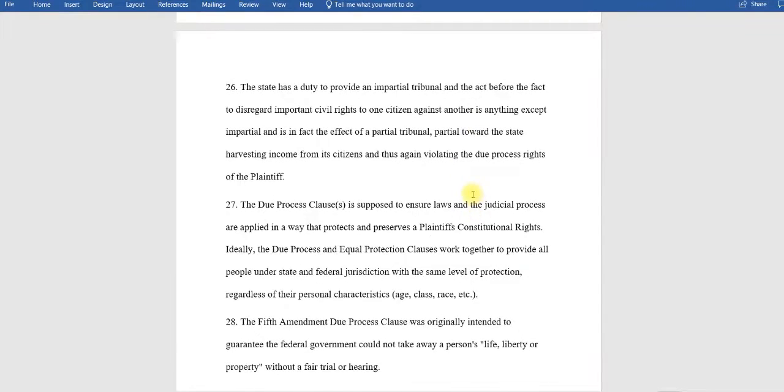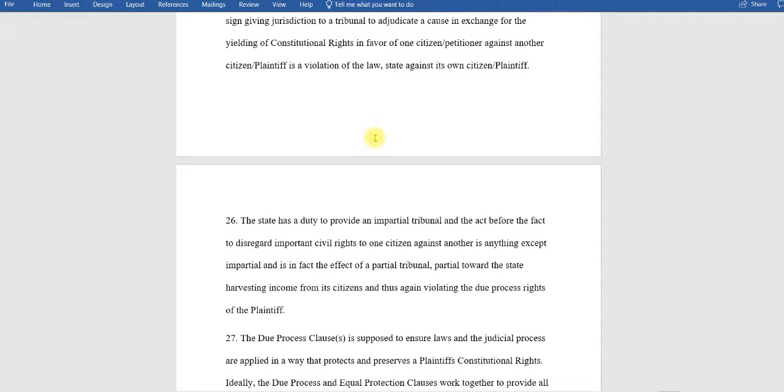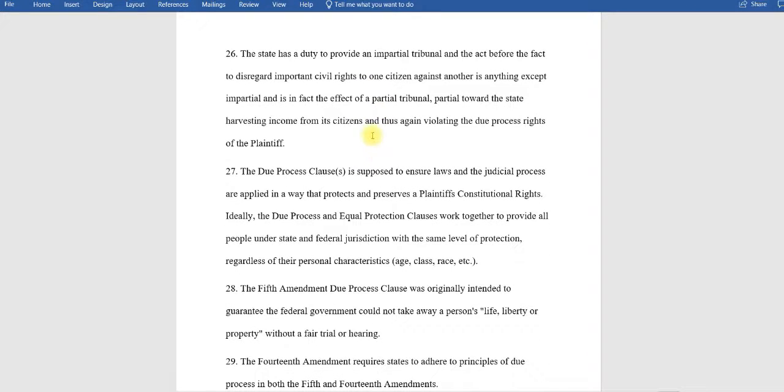Okay? So you're giving me paperwork and telling me I have to fill this out, right? And you don't mention in there, oh, by the way, when you sign this piece of paper, we're going to take all of your constitutional rights, and you don't get a trial by jury, and we can trespass and stomp a mud hole in you because you signed this document. The state has a duty to provide an impartial tribunal, and the act before the fact to disregard important civil rights of one citizen against another is not impartial, and is in effect a partial tribunal, partial towards the state, harvesting income from citizens and thus violating due process of the plaintiff.